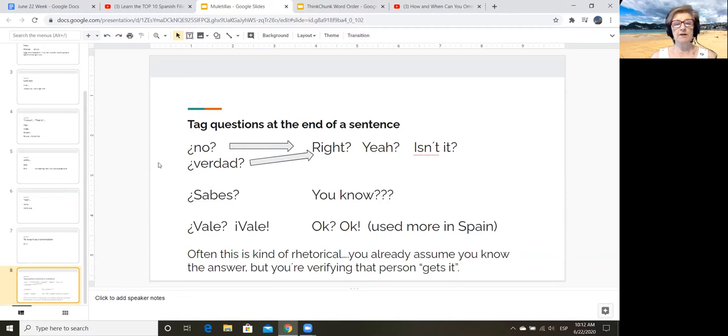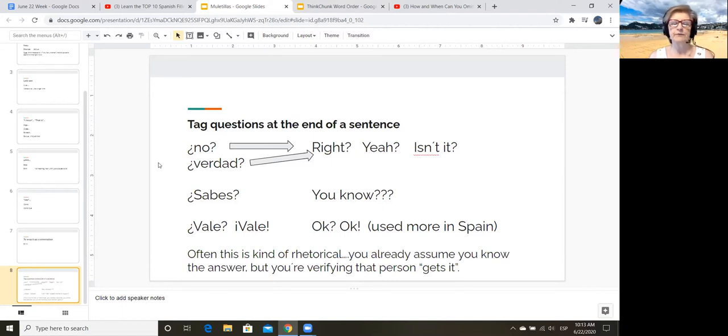No and verdad are totally interchangeable. They mean the same thing. When you want to say right or yeah or isn't that so or isn't that right, you use these two words, no, verdad, and you'll hear it with your voice trailing up. No, verdad? So you can tell it's a question. I'll tag it on to the end. Tenemos clase hoy, no? Tenemos un libro nuevo, verdad?